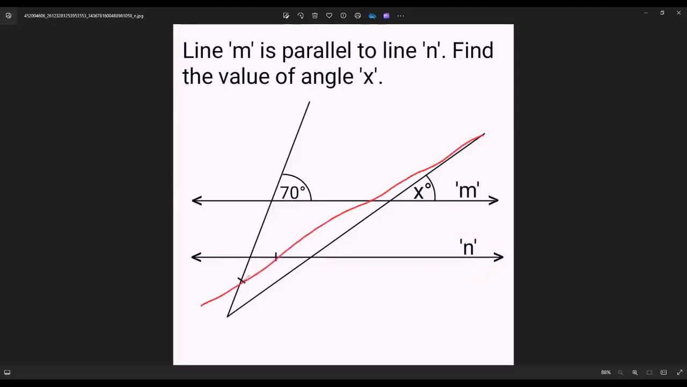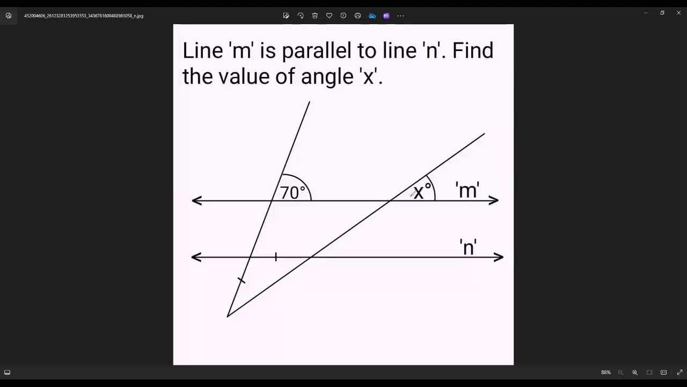Then this line is a transversal and this one is also a transversal, because these two lines intersect the two parallel lines M and N. So these two lines are called transversals. Let's consider the transversal over here. This transversal intersects the two parallel lines M and N.